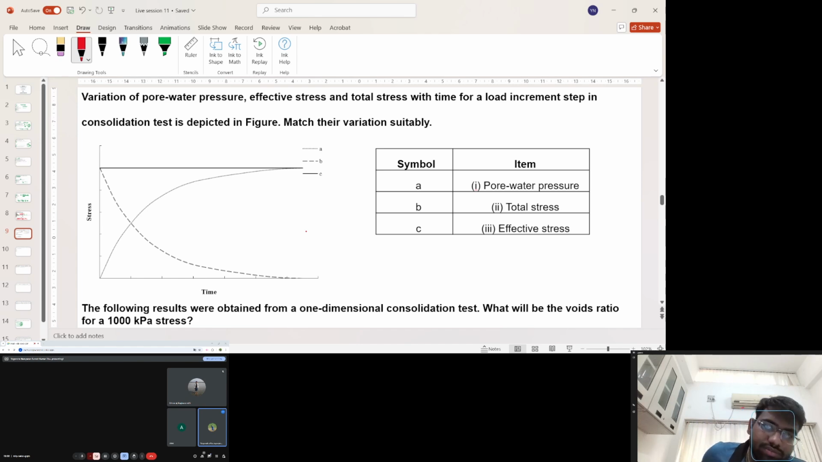Any idea? C is for total stress, sir. So C is a solid line. For total stress, we know obviously total stress will not change during the entire process. So C is for total stress. And B is for excess pore pressure. Yeah.